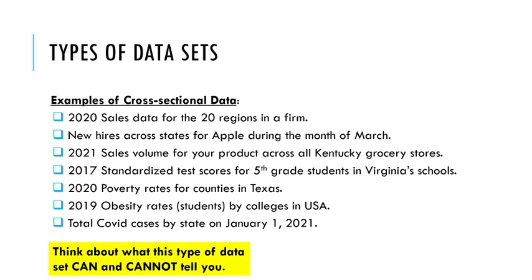But I want you to think about what this type of data can and cannot tell you. So when you're working with cross-sectional data, you have multiple entities. So you can look between those entities, right? You've got different states, Kentucky and Maryland and Virginia and North Carolina, but they're all at the same point in time. So what we can't learn is how things change over time, because cross-sectional data, remember, has no time dimension.